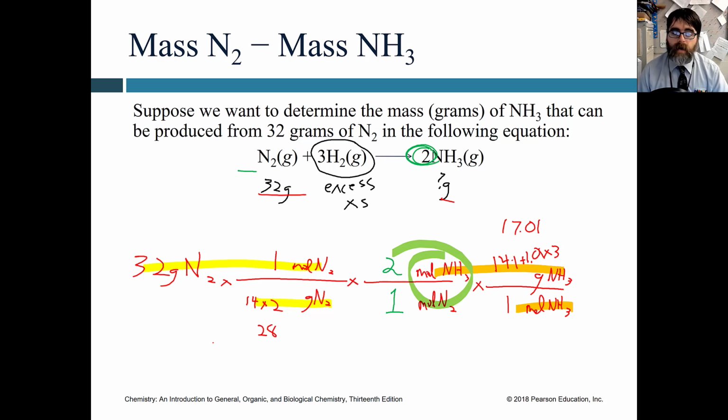It's always useful to go back through and make sure that your units do cancel. Grams of nitrogen cancel with grams of nitrogen, moles of nitrogen with moles of nitrogen, moles of NH3 with moles of NH3, and you're left with grams of NH3. At this point, you just punch it into a calculator, and you're going to be left with 39 grams of NH3 when you round with sig figs.